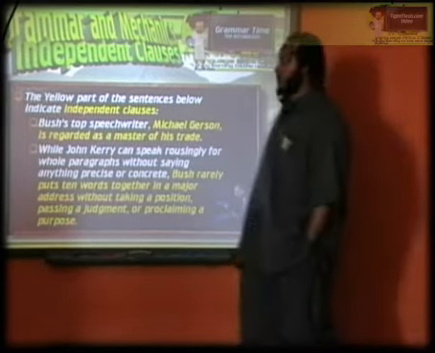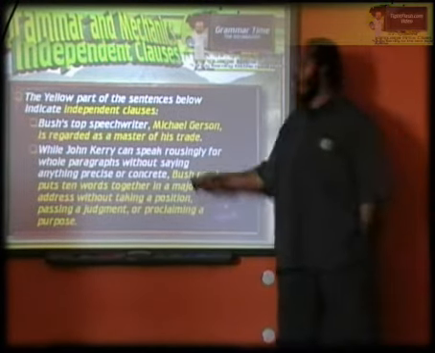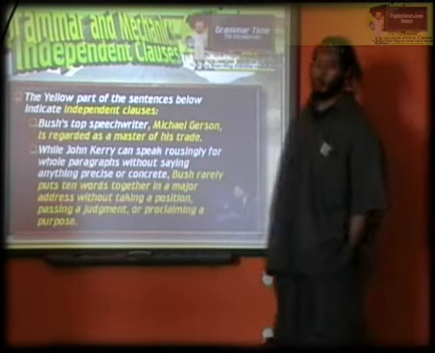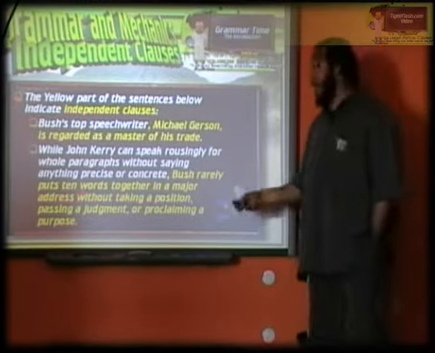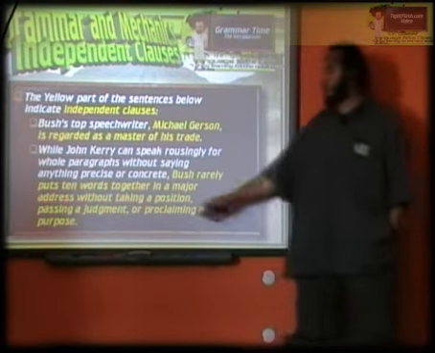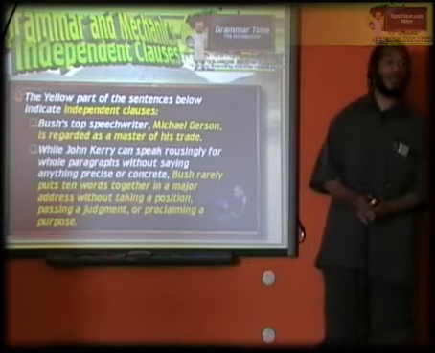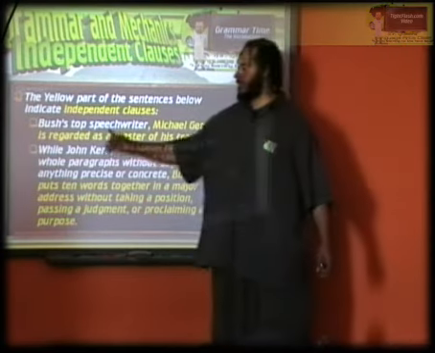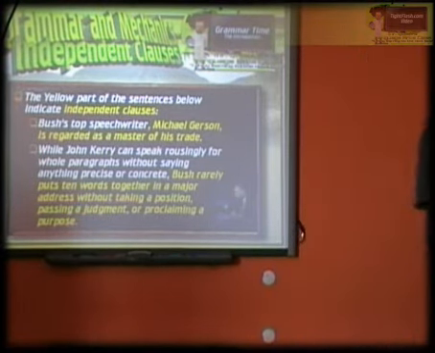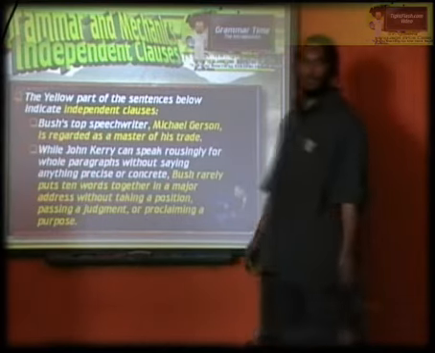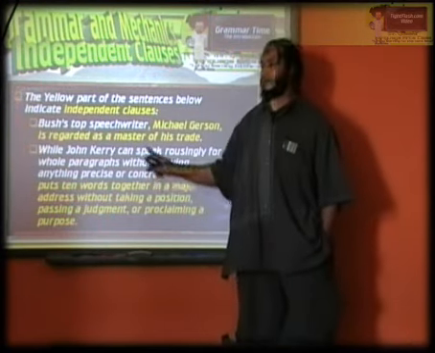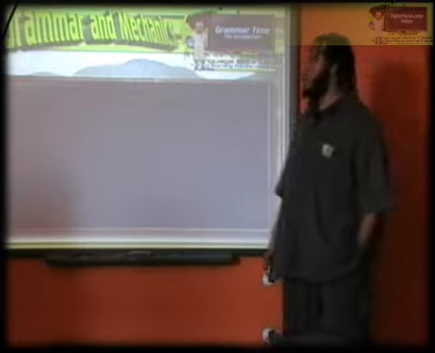Okay, let's look at another one. A larger sentence. While John Kerry can speak rousingly for whole paragraphs without saying anything precise or concrete, Bush rarely puts 10 words together in a major address without taking a position, passing a judgment, or proclaiming a purpose. Let's again imagine that we erased the white part. Could the yellow part still be a sentence? Yes. That's how we know this is an independent clause, because it can stand alone. It does not need this part. Okay. Moving right along.